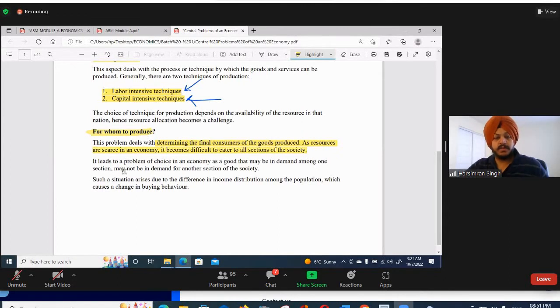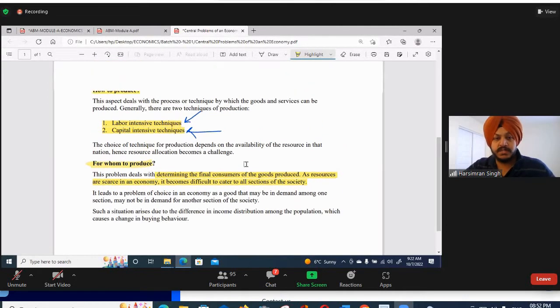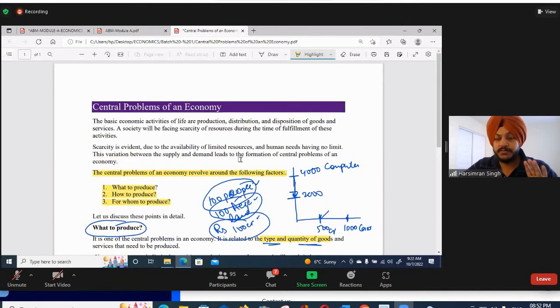It leads to a problem of choice in the economy, as a good that may be in demand for one section of society might not be in demand for somebody else. I might decide to make Nike shoes, but if I focus more on Nike shoes, that means I am just focusing on the top 1 or 2% of the population. What about the rest? So this is known as the central problems of economy.